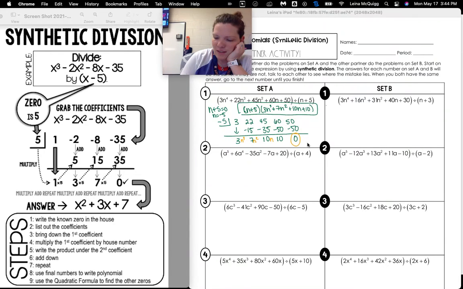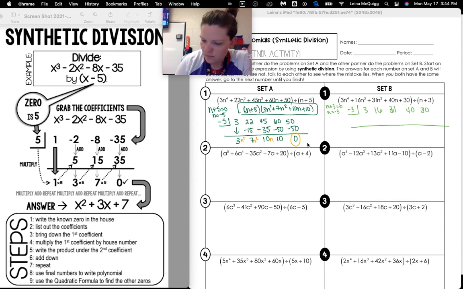So I have n plus 3 equals 0, so n equals negative 3. So I'm going to put negative 3 in my house. Then I have 3n to the power of 4 plus 16n cubed plus 31n squared plus 40n plus 30. So I'm going to bring down this, hold on, let me bring this up a little bit. I'm going to bring down my first coefficient, which is 3. Negative 3 times 3 is negative 9. 16 minus 9 is 7, right?